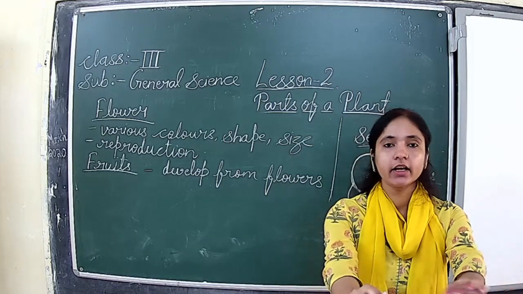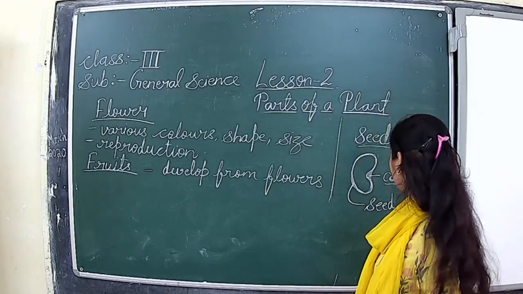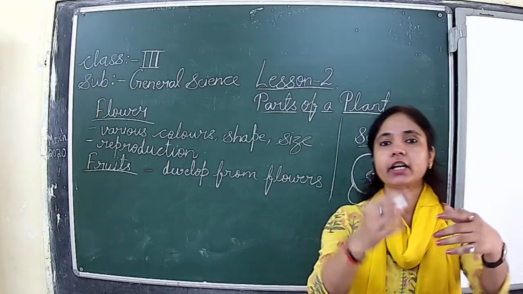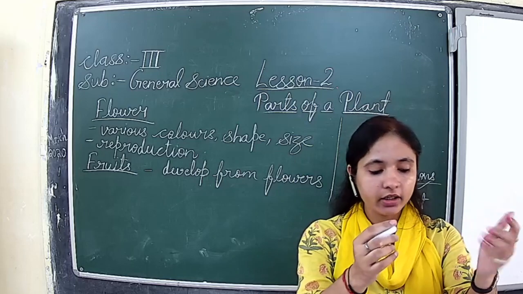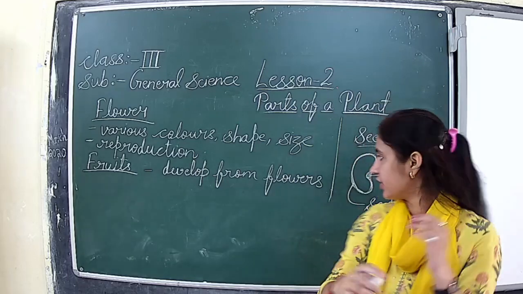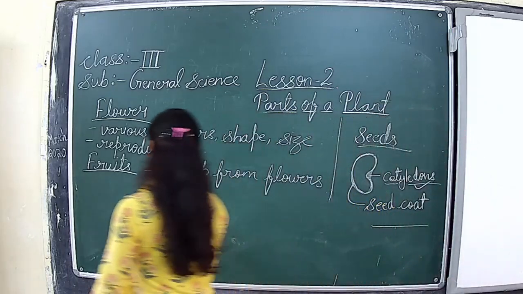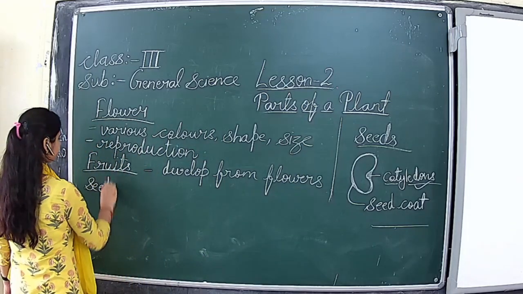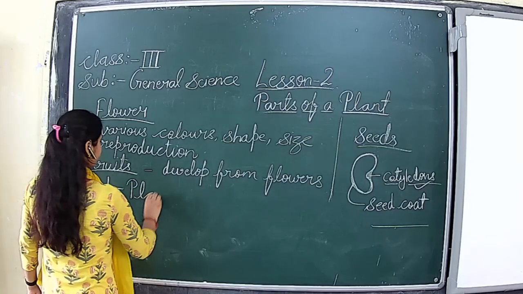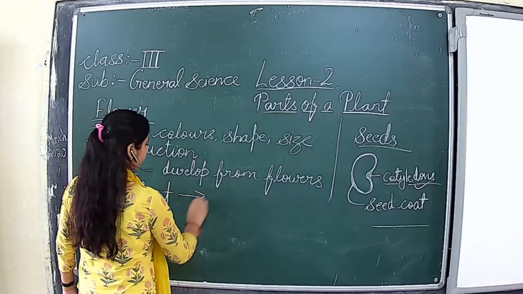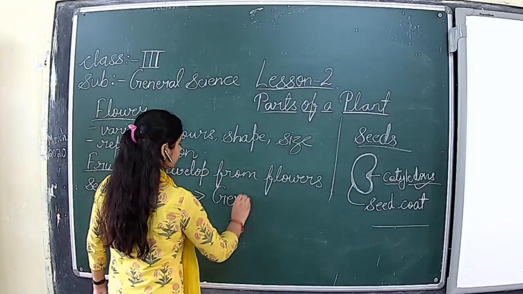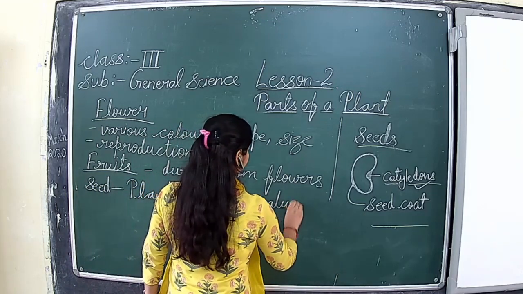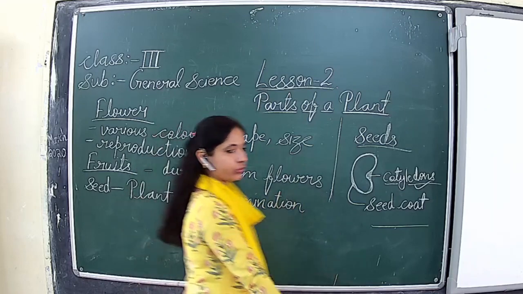So what happens when mature, healthy seeds are grown in the soil? From this a new plant will grow. This process is called germination. What is it called? The process from seed to plant is called germination. By this process the seed develops into a new plant.